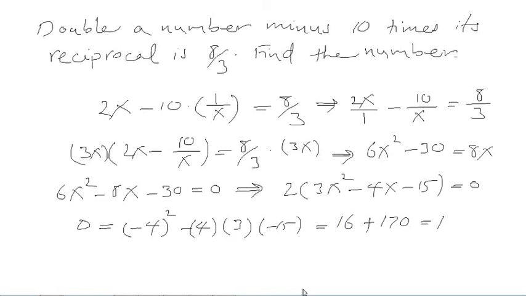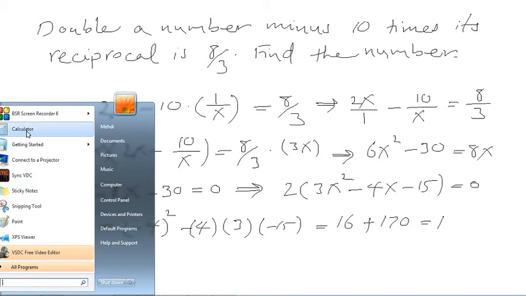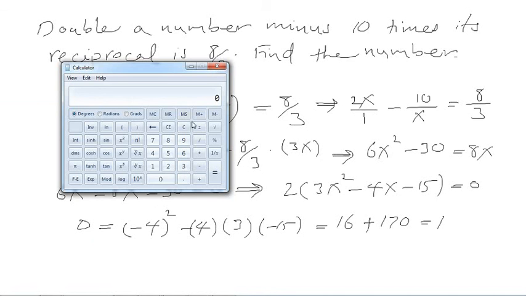Let me use the calculator for this one. 16 plus 12 times 15, that's 196. So this is 196. Okay, so this is actually a perfect square. This is 14 to the power of 2.